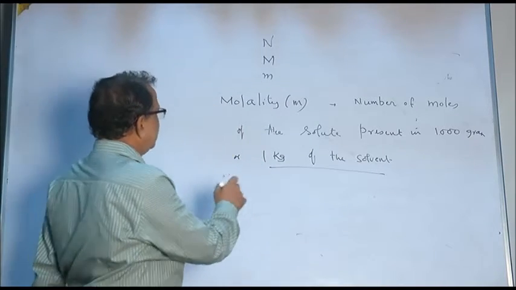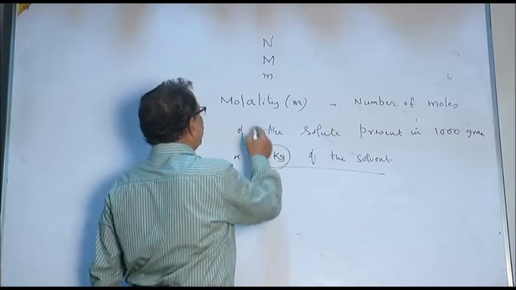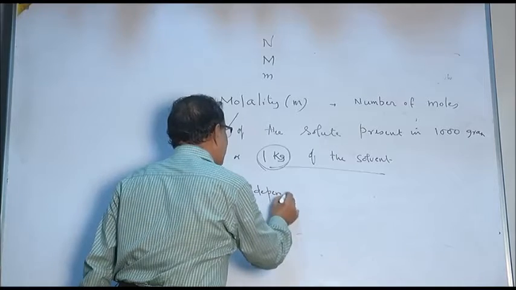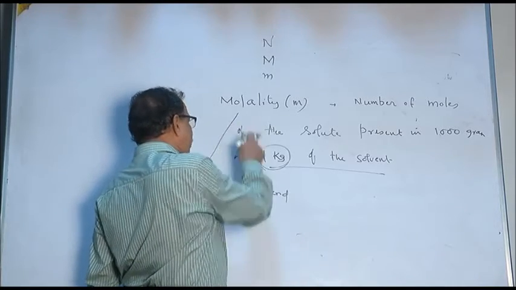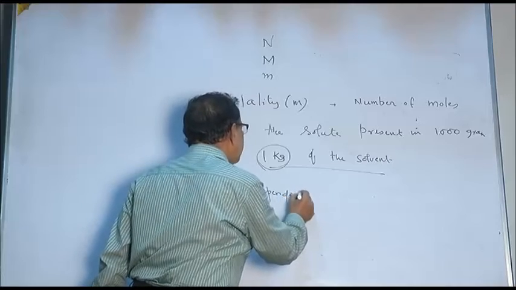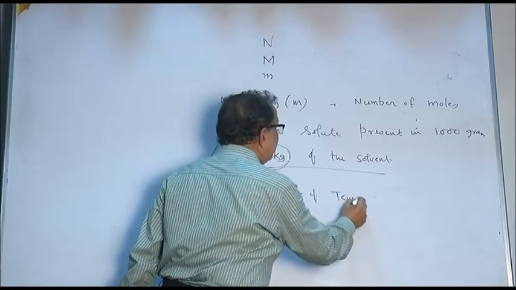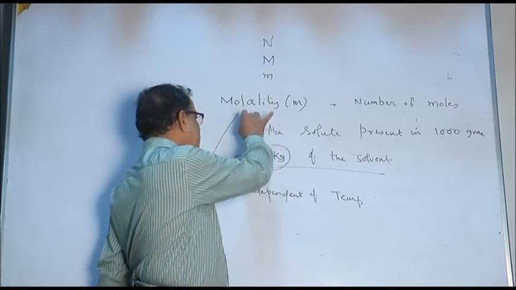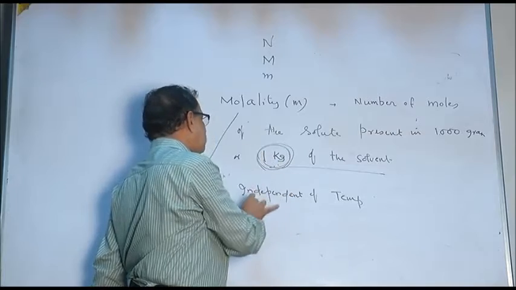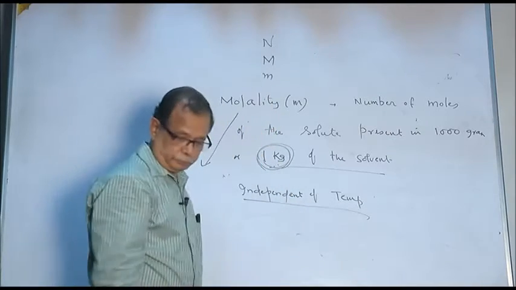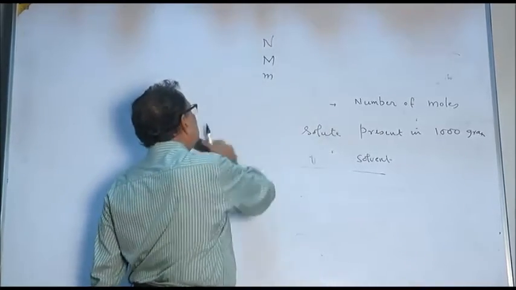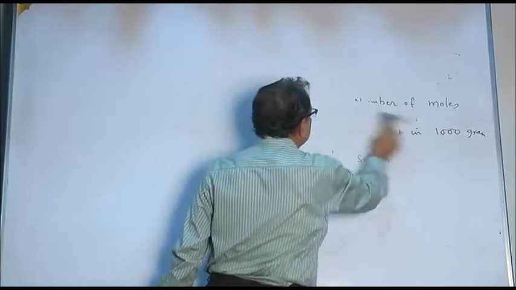Molality, because it depends on mass, is independent of temperature. Among normality, molarity and molality, molality is independent of temperature, because it depends on the mass, not on the volume. Whatever depends on volume depends on temperature; whatever depends on mass does not depend on temperature. So the concentration terms are mass percentage, that is w/w, normality, mole fraction, molarity and molality.